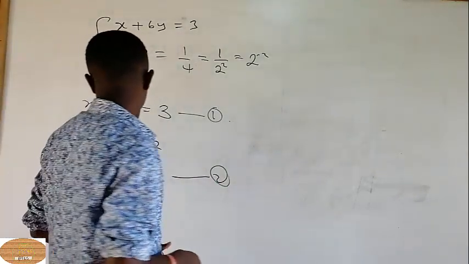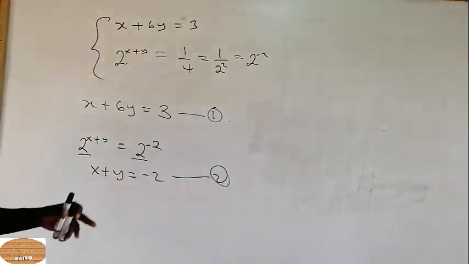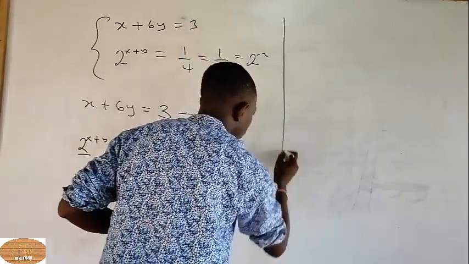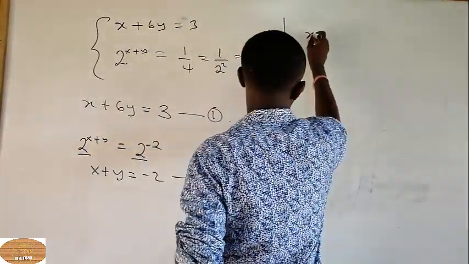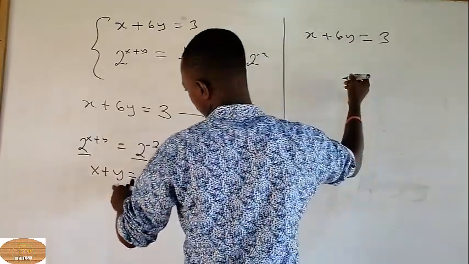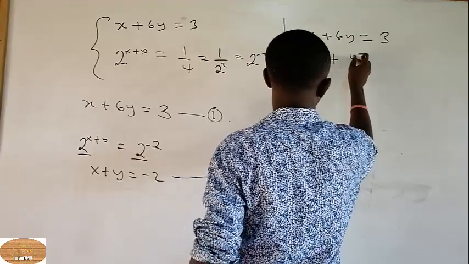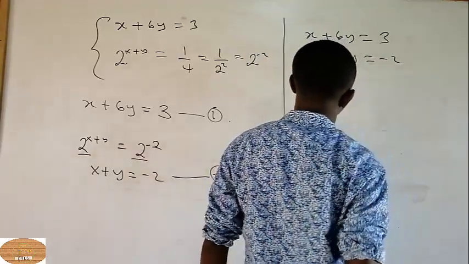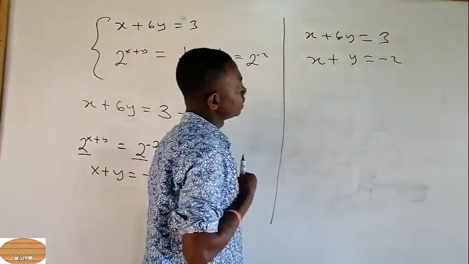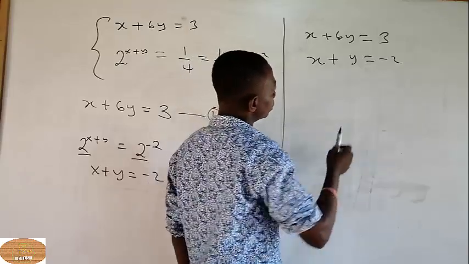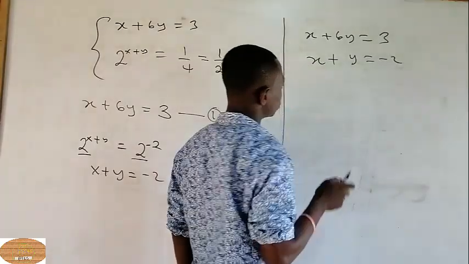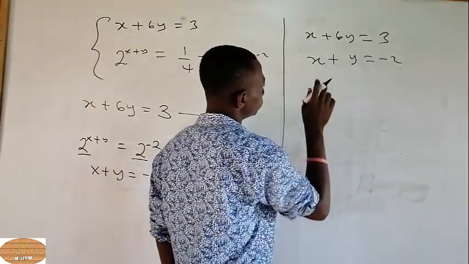Alright, so this one is a simultaneous equation. You can use any of the methods. I have equation 1, which is x plus 6y equals 3, then x plus y equals minus 2. Let me use the elimination method and eliminate one of the variables. I have 3 here and minus 2 here, and this one is bigger, so I'll subtract equation 2 from equation 1.